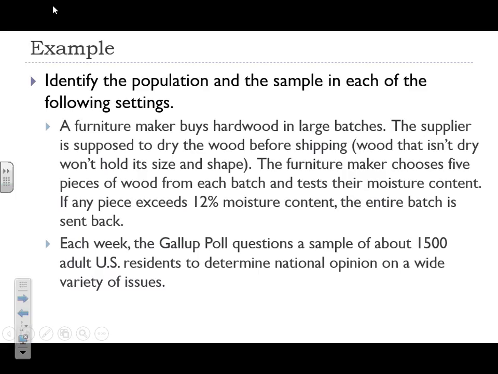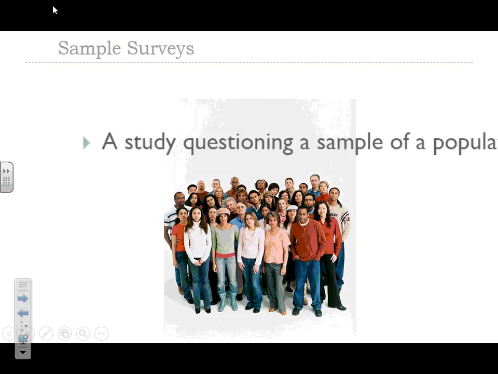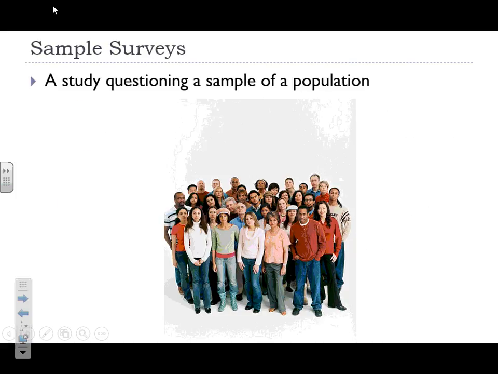Okay, so population and sample, very important that you can discern the difference between the two, be able to identify, given a scenario, or given your own research question, what's my population of interest, what's the sample I'm going to collect. Now, sample surveys are one method of data collection. We're going to talk about 3 different types in this chapter: sample surveys, observational studies, and experiments. Observational studies and experiments we'll get to in the next section. For right now, we're going to focus on sample surveys.